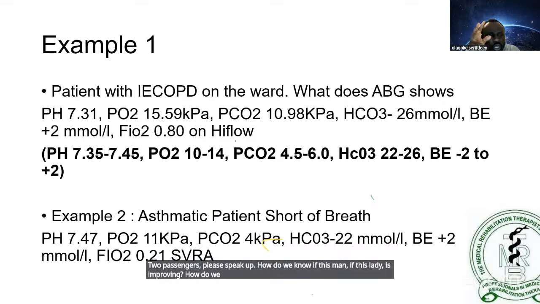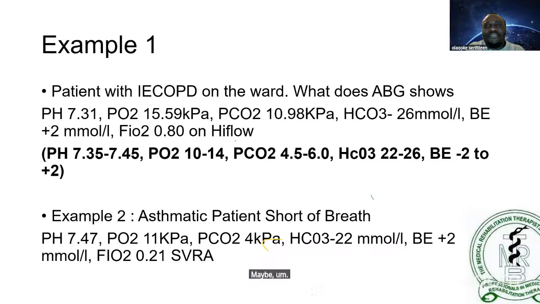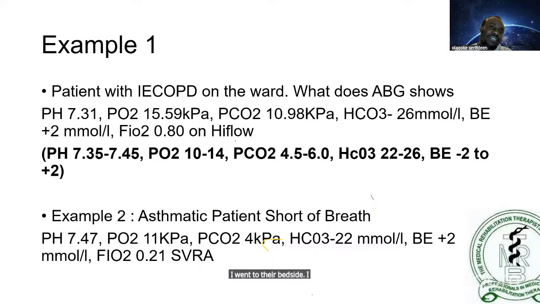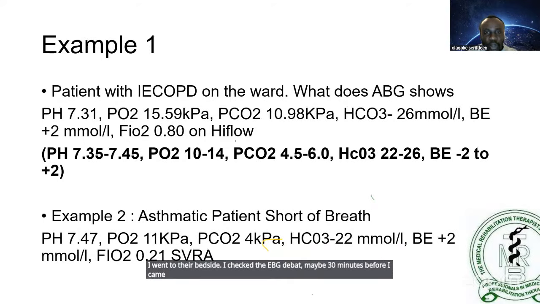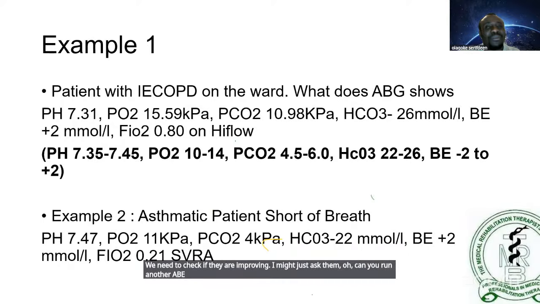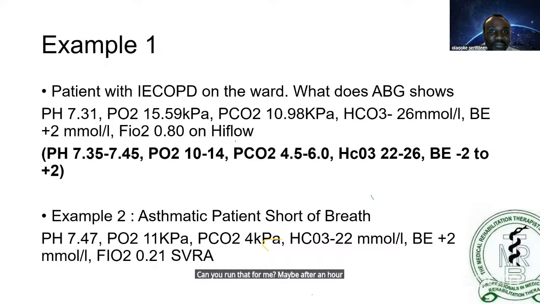Generally you want people to do maybe an ABG after 30 minutes, 1 hour, because they might need a series of ABGs, not just one. I went to their bedside. I checked the ABG they had maybe 30 minutes before I came in. Now we support them with NIV. We need to check if they are improving. And I just asked them, can you run another ABG for me? Or the doctor would, depending on where you work. Maybe after an hour again, then I will come back to check their ABG. These are what we do.